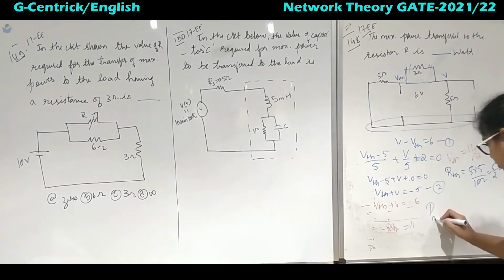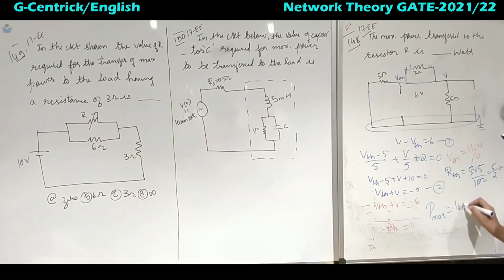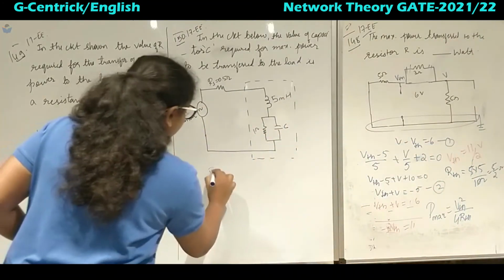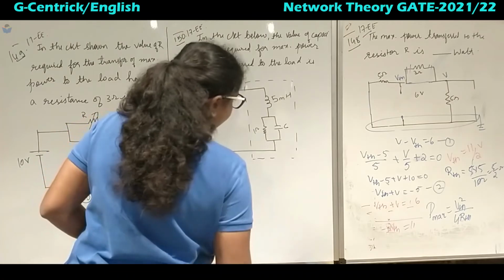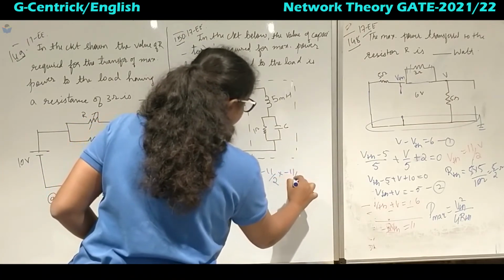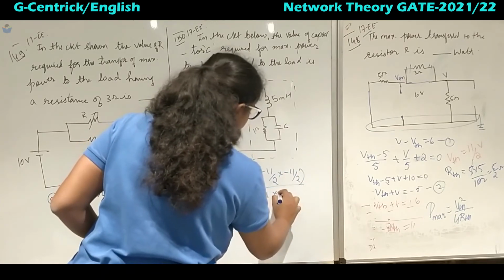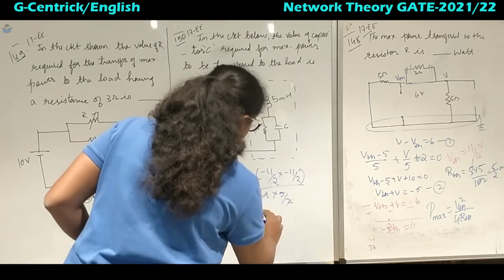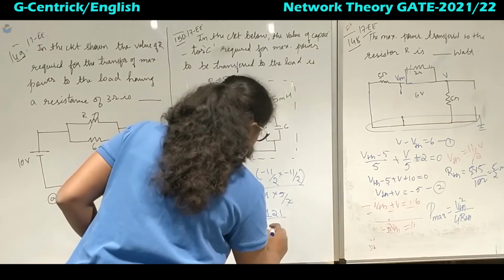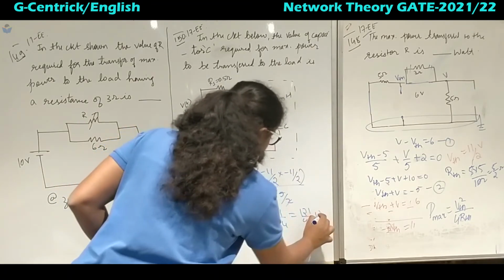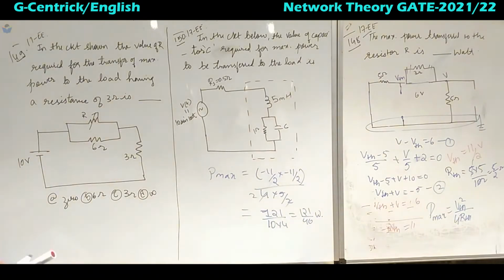So power maximum is VTH square divided by 4 times RTH. Substituting the values, we get P maximum equal to (minus 11 by 2) whole square divided by 4 into 5 by 2. So this comes out to be 121 divided by 10 into 4. So 121 by 40 watts. So this is the answer for the question.